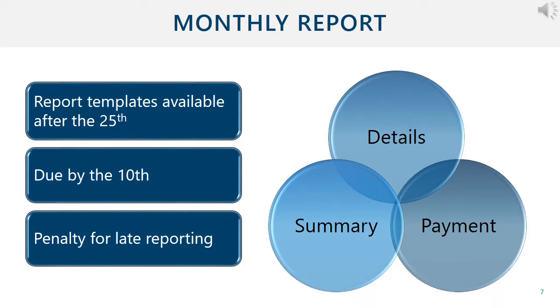After the monthly packet and invoices have been reviewed, it is now time to begin the final 3 steps of the monthly reporting process. Every month, on the evening of the 25th, a report template is generated and made available for completion. The reporting employer must complete the details, the summary, and the payment before midnight of the 10th of the following month in order to avoid a penalty for late reporting. If the 25th or the 10th fall on a weekend or holiday, then the template generation and report due date move to the next business day following.